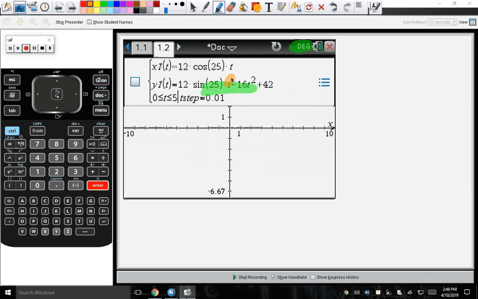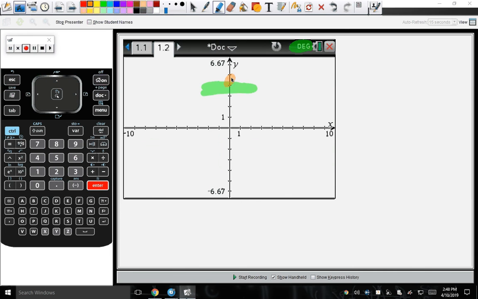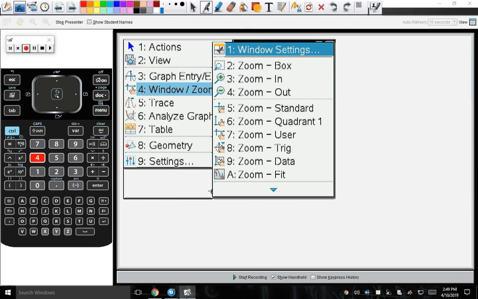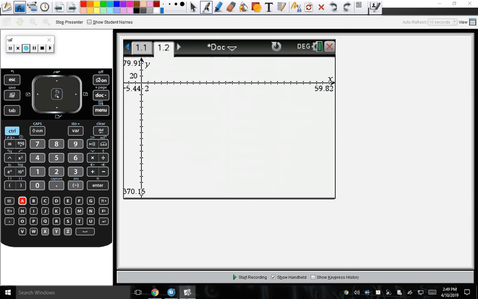Now, when I press enter, you may not see the graph. Okay? There's a good chance that you will not see the graph. So the best way to find the graph is to do Menu, 4, Fit, which is A. Fit the graph on my page. And there it is. Now look, it's a little bit messy.